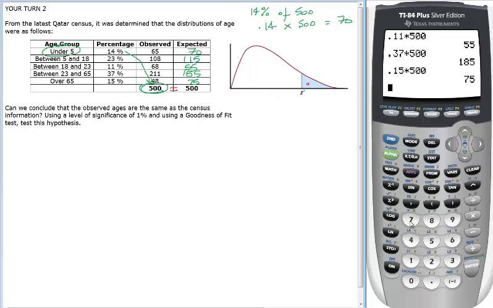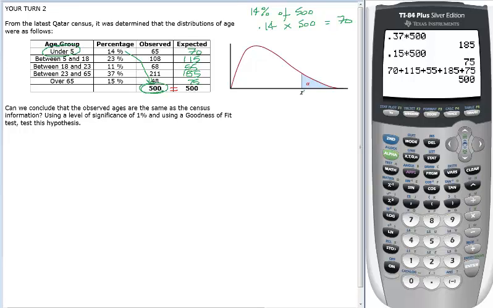Now you should always double check and make sure that the observed total equals the expected total. I'm just going to run a double check here. 70 plus 115 plus 55 plus 185 plus 75. Let's see what we get there. It is indeed 500.